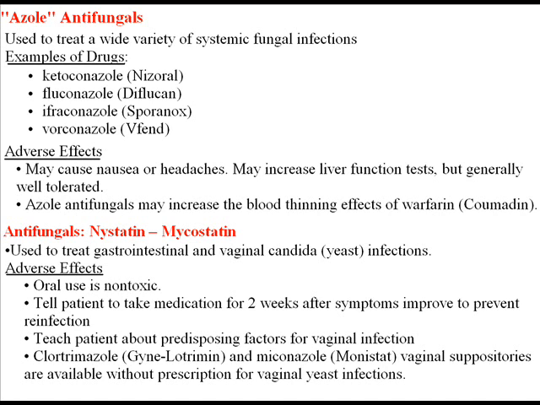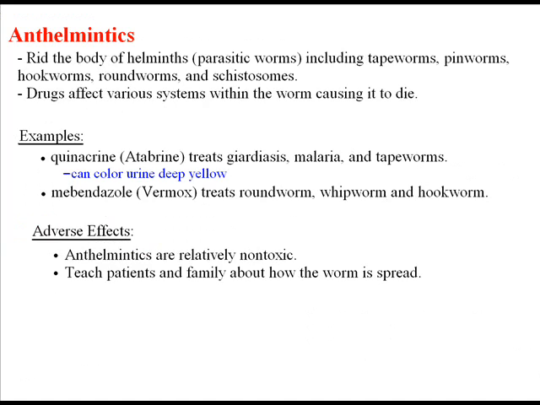The last drug category I'm going to cover in this video is anthelmintics. These are used to rid the body of parasitic worms, such as tapeworms, pinworms, hookworms, roundworms, and schistosomes. These drugs affect various systems within the worm, causing it to die. So depending on the drug is how the darn little thing dies.